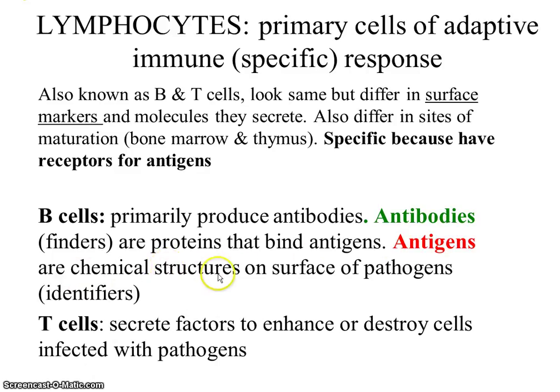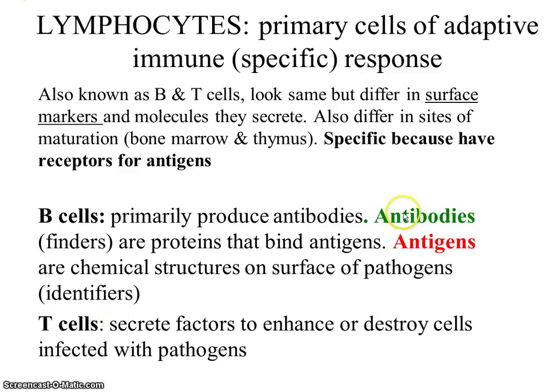So again, that's why we're using this general term, chemical structures. Antigens are chemical structures on the surface of pathogens, so in the plasma membranes of these. And again, antigens are identifiers. So we have the finders and the identifiers. B cells will make these finders, and they'll make a lot of them. T cells secrete factors, again chemicals, to enhance or destroy cells that are infected with pathogens. T cells are also going to have receptors for antigens. They, in a lot of sense, find; they're finders as well.